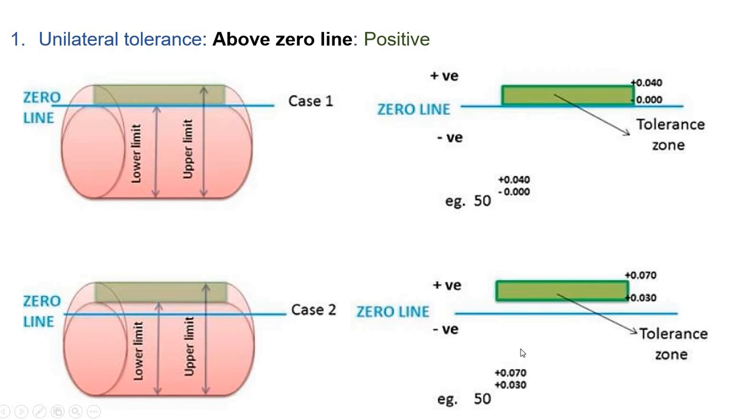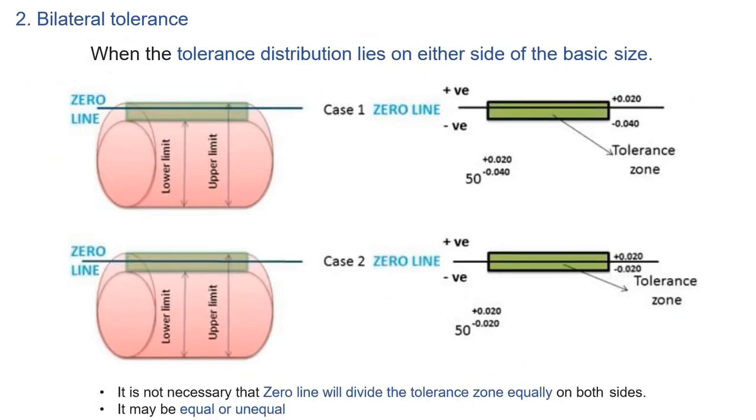Above the zero line are positive tolerances. These are examples of positive tolerance, where 50 plus 0.04 and minus 0.00. So it will have a maximum size of 50.04 and a minimum size of 50.00. In the second case, we are giving the tolerances on the positive side with values of plus 0.07 and plus 0.03. So it has a maximum size of 50.07 and a minimum size of 50.03. These are the examples of unilateral tolerance.